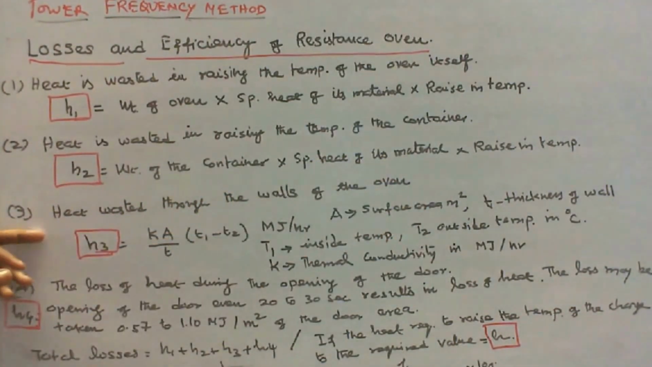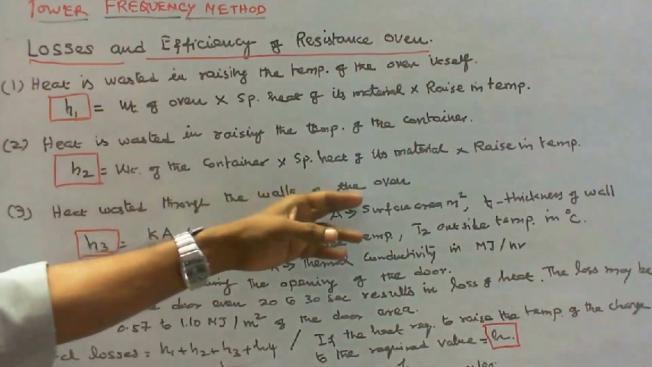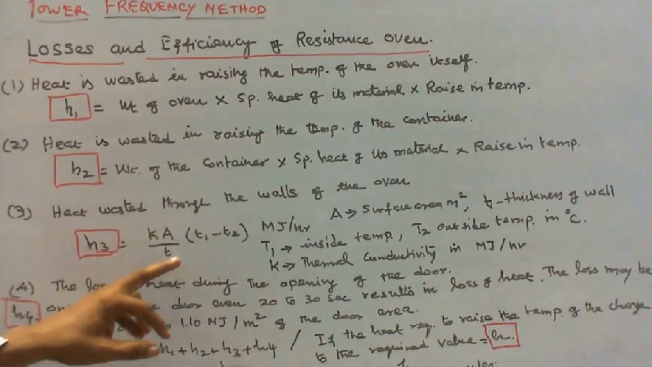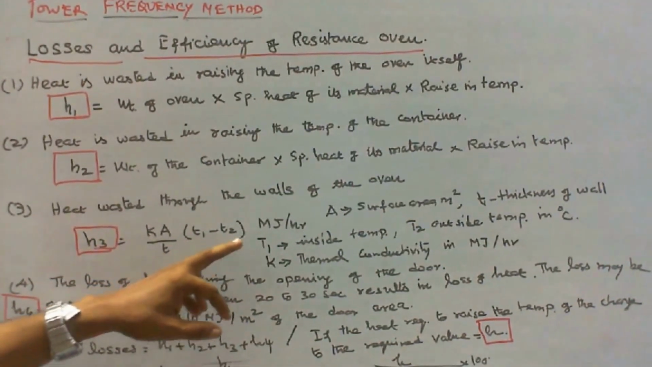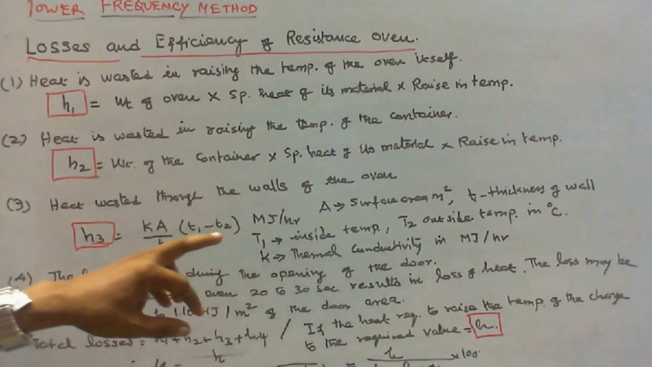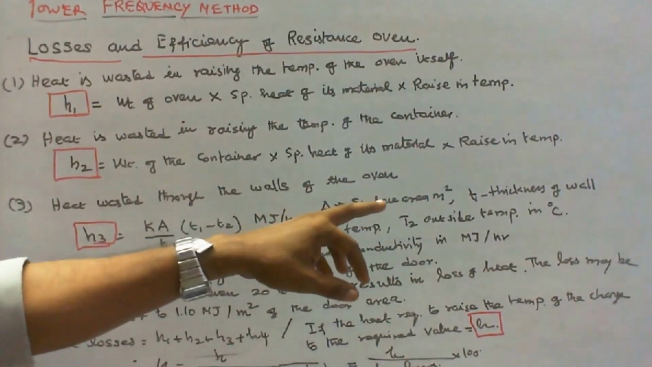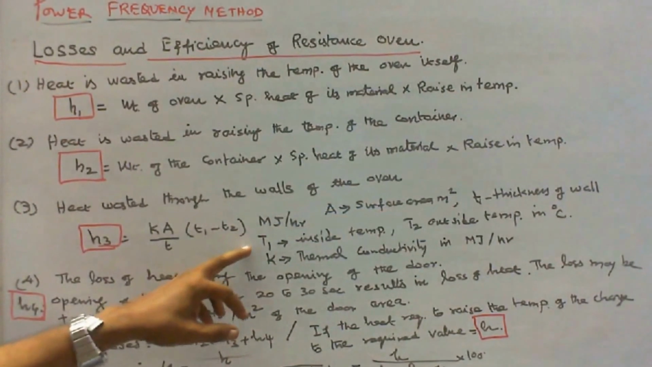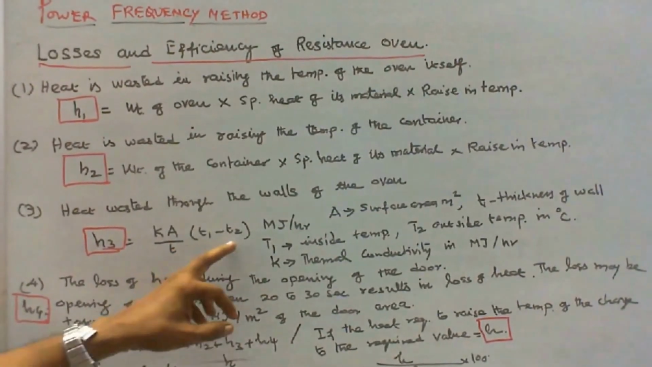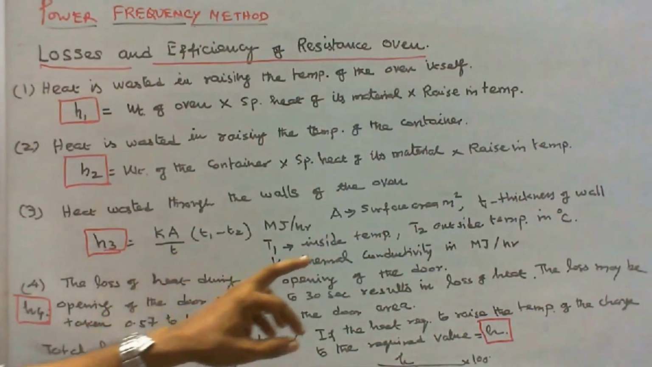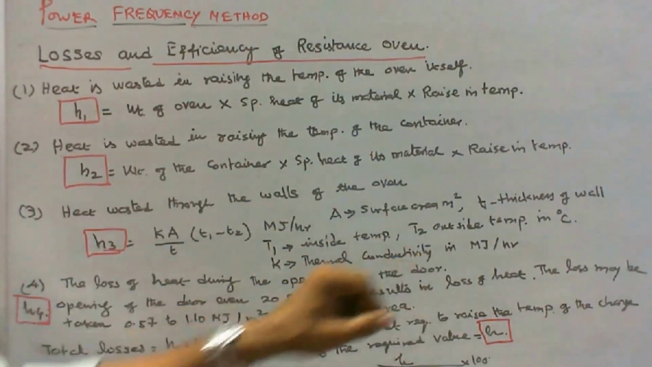Number 3, heat wasted through the walls of the oven, that is H3 is equal to K into A divided by T into (T1 minus T2) in megajoules per hour. Where A is the surface area in meter square, T is the thickness of the wall, T1 is the inside temperature, T2 is the outside temperature in degree centigrade, K is the thermal conductivity in megajoules per hour.